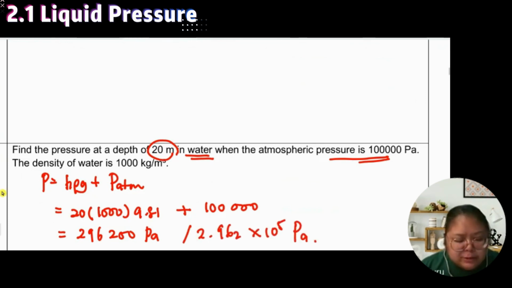Okay, remember the question. Sometimes they want total pressure. Then they just say find the pressure and they give you atmospheric. Okay, if they want to find the water pressure only, they must say find the water pressure.